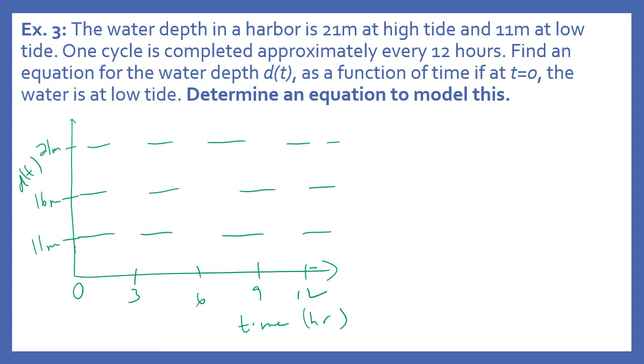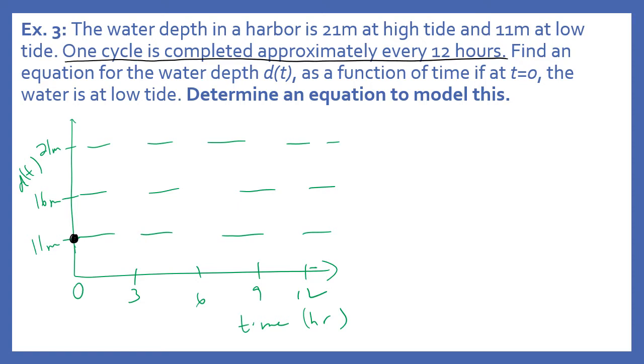So it tells you at t equals 0, so when time is 0, it's at low tide, and low tide is 11 meters. So right here. And that's all the information that it gives you in terms of timing, right? The water depth in the harbor is 21 at high tide, 11 at low tide. One cycle is completed every 12 hours. That's a key thing that's going to help us, so I'll underline that.